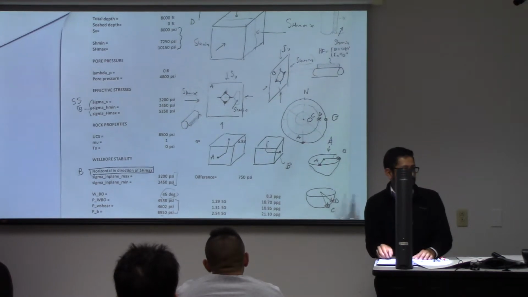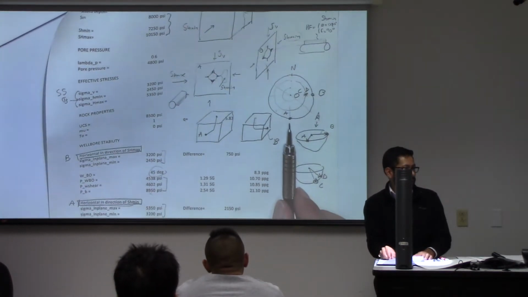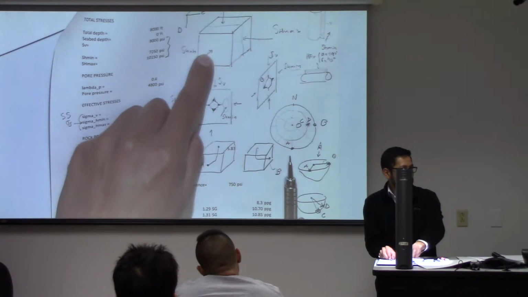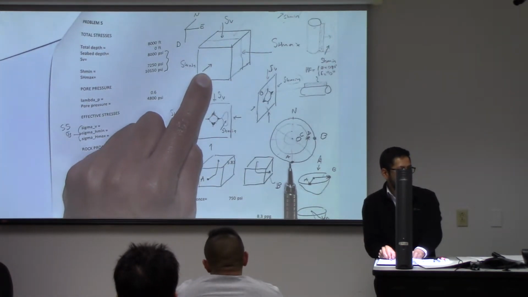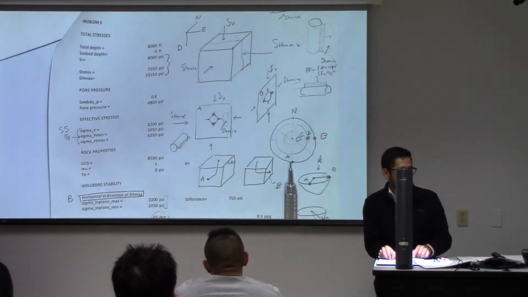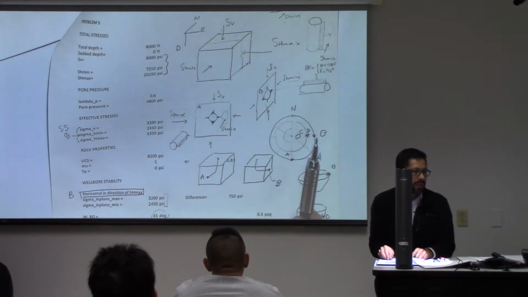And then for the stereonets, SH min going, in this example, to the south will be that one. SH max going to the east will be in that location.